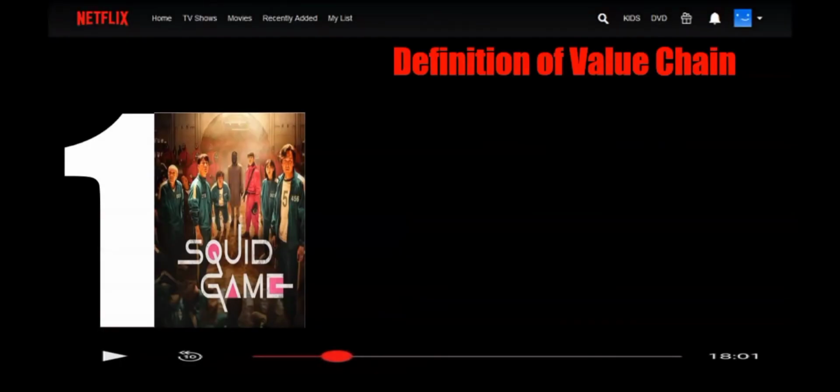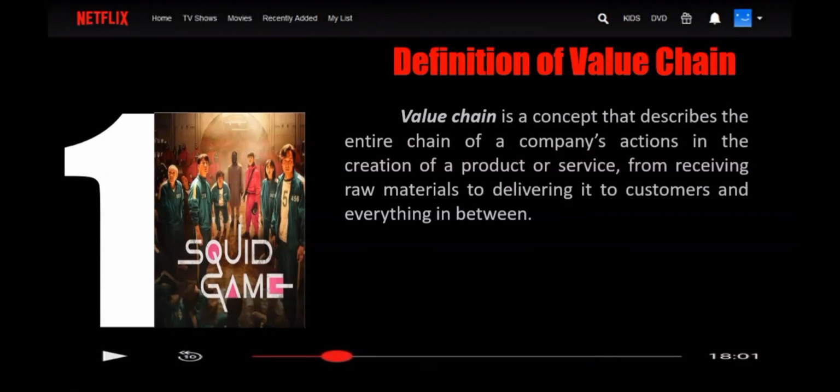So, what do we mean by value chain? A value chain is a concept that describes the entire chain of a company's actions in the creation of a product or service, from receiving raw materials to delivering it to customers and everything in between.